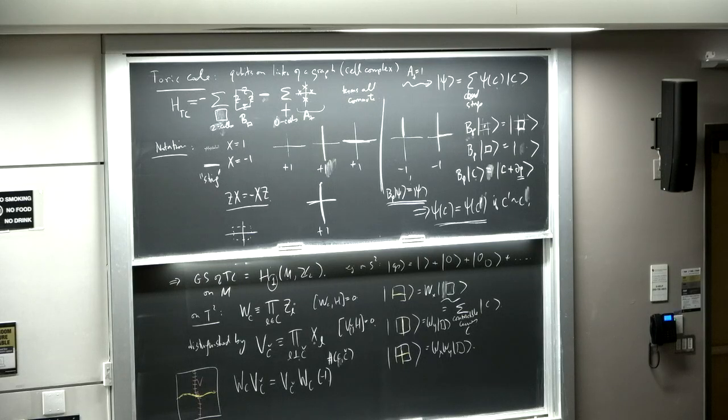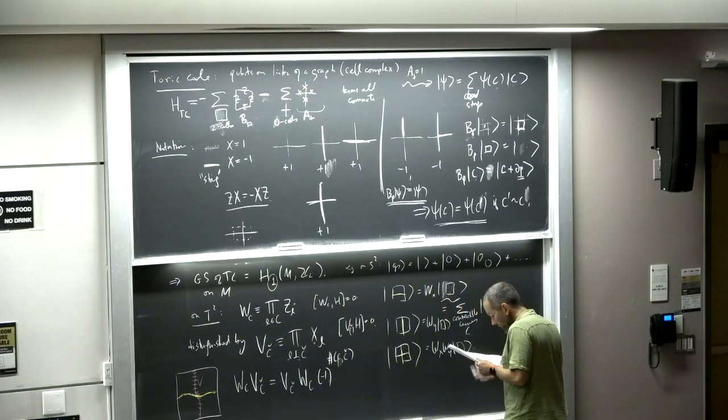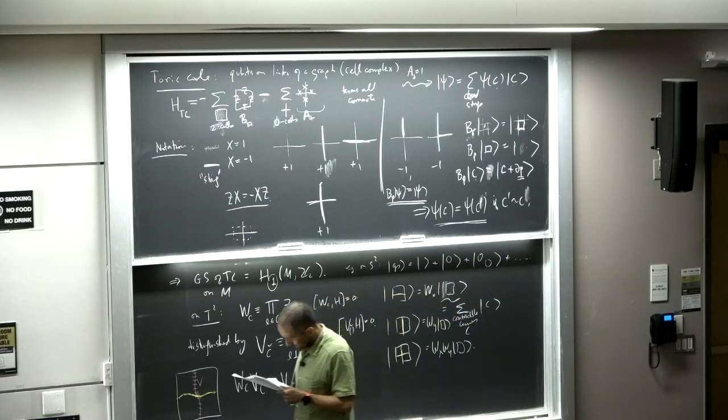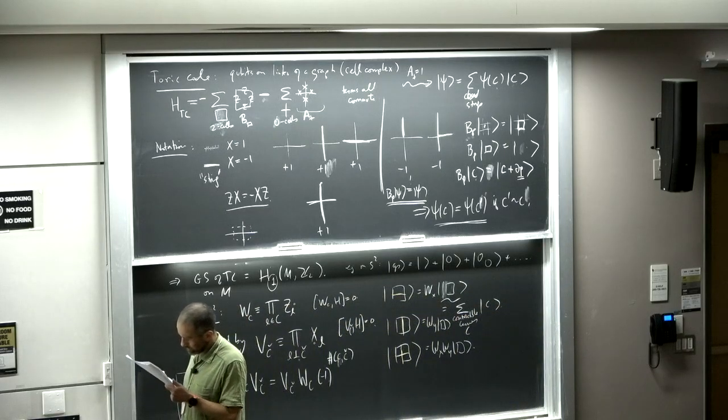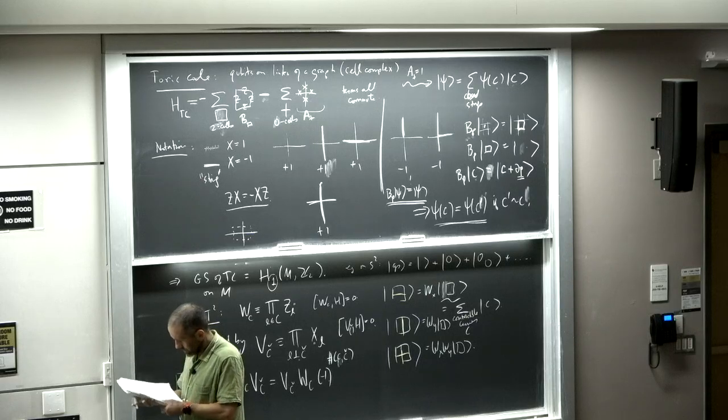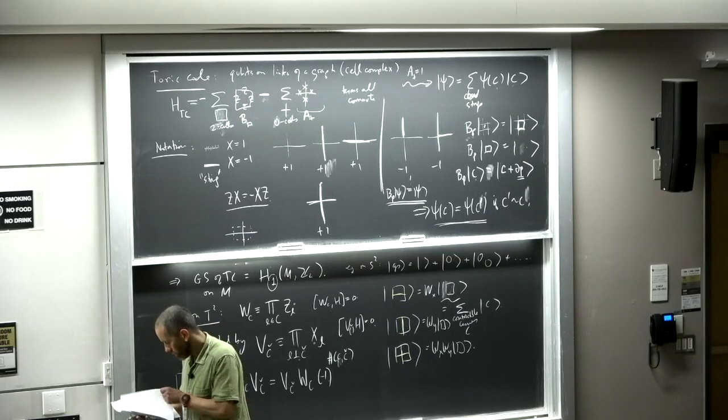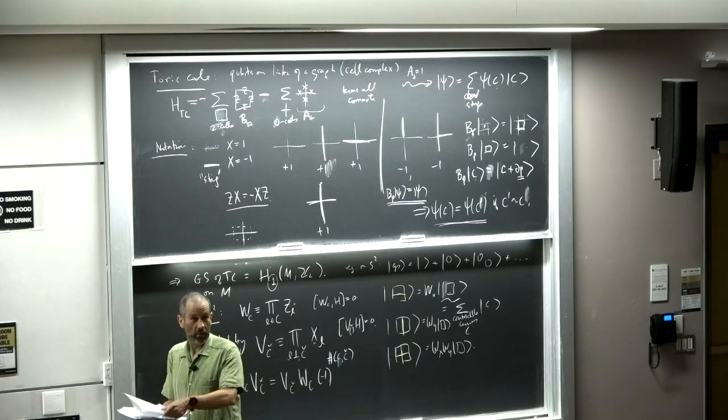OK, we can twist by cocycles, by modifying the plaquette operator or the star operator, and get this kind of Dijkgraaf-Witten theory. Let's see, are there any other generalizations I wanted to mention? OK, maybe not. All right, questions about the toric code?